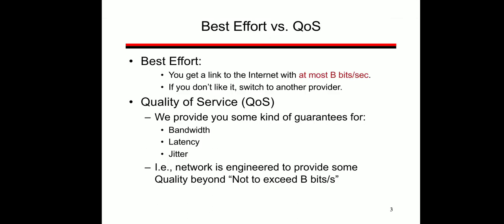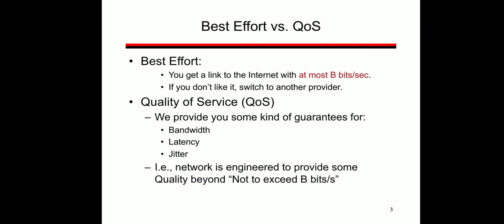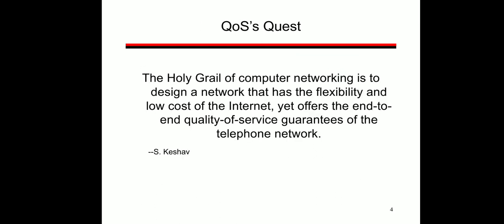So, best effort versus QoS. What is best effort? For example, if you get a link to the internet with at most B bits per second, if you don't like it, switch to another provider. Quality of service: we provide you some kind of guarantees for bandwidth, latency, jitter. The network is engineered to provide some quality beyond not to exceed B bits per second.